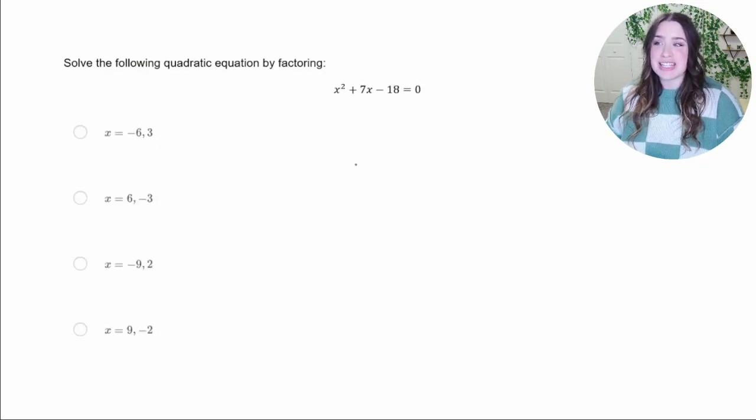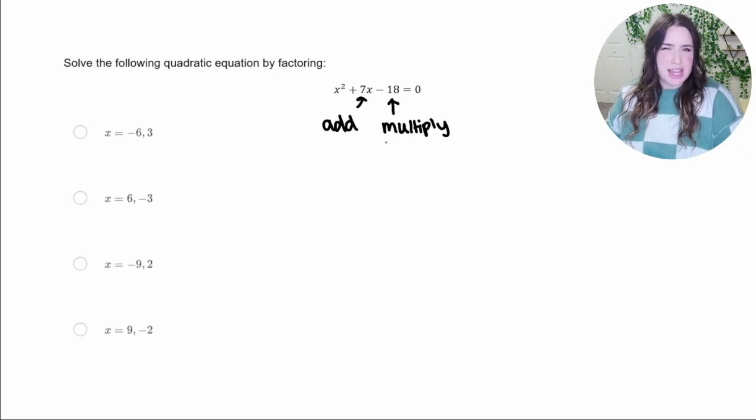This next question says, solve the following quadratic equation by factoring. So it's important when we're solving by factoring to make sure that it's set equal to 0, which is already done. And then we have 2 things to consider. This constant number, we need to think about 2 numbers that multiply to give me negative 18 in this case. And those same 2 numbers also have to add or subtract, if we're dealing with negatives, because adding negatives is like subtracting, to this 7.